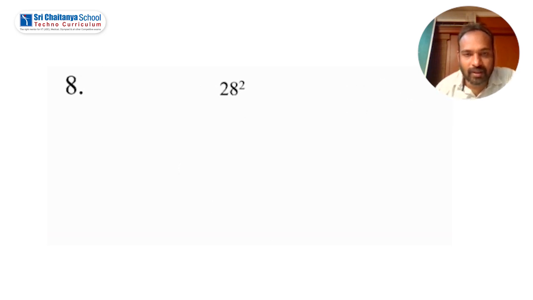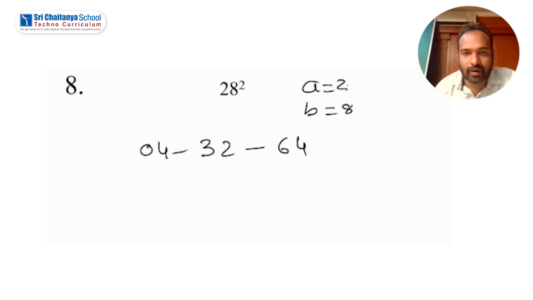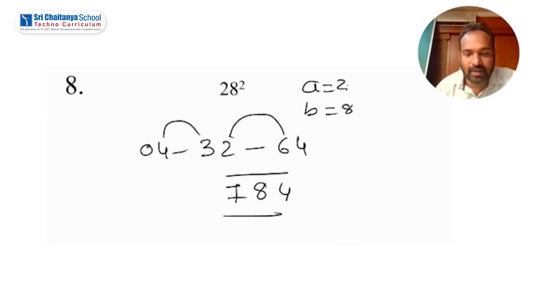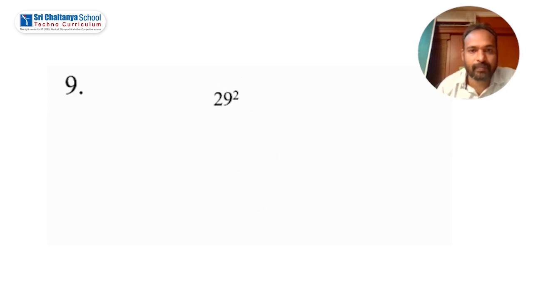28 square. In this, what's the value of A here? 2. What's the value of B here? 8. A square means 4. Next 2AB, 2 into 2, 4, 4 into 8, 32. Then B square, 8 square, which is 64. Now do the balancing here. 4, 6 will carry forward, which will become 8. 32 plus 6, 38. Dropping 8 here and 3 will carry forward. 3 plus 4 is how much? 7. So the answer is 784.